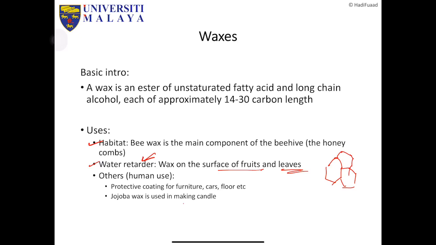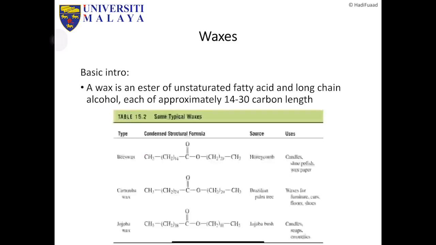Humans, for example, use wax as a protective coating for furniture, for your cars, and for floors. And jojoba wax, for example, is used in making candles that we nowadays seldom use. Okay, so that's some examples of waxes and their sources and uses.